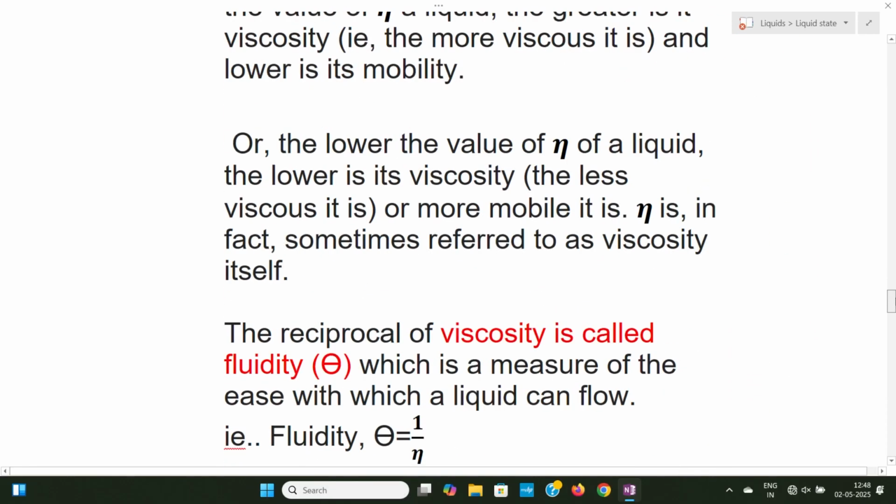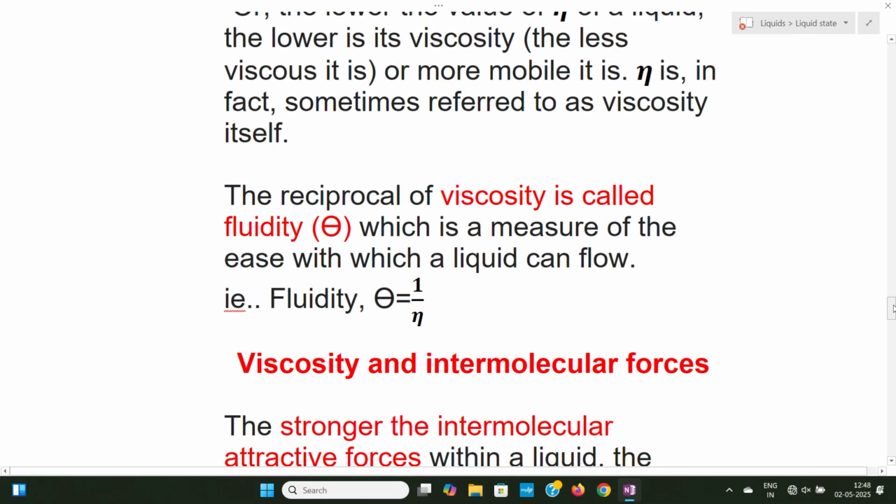Now, let us discuss another property, that is fluidity.